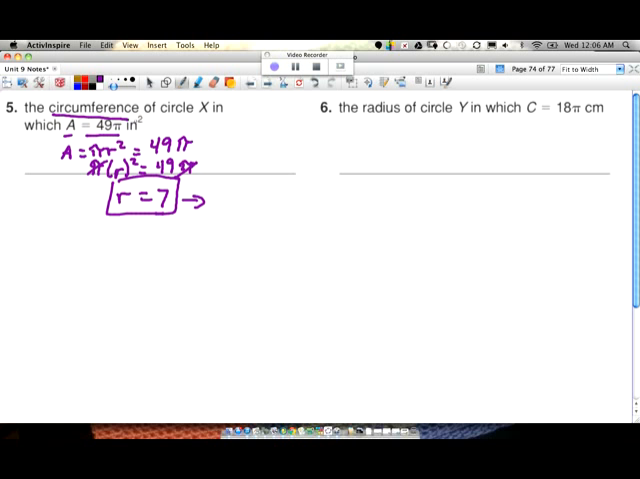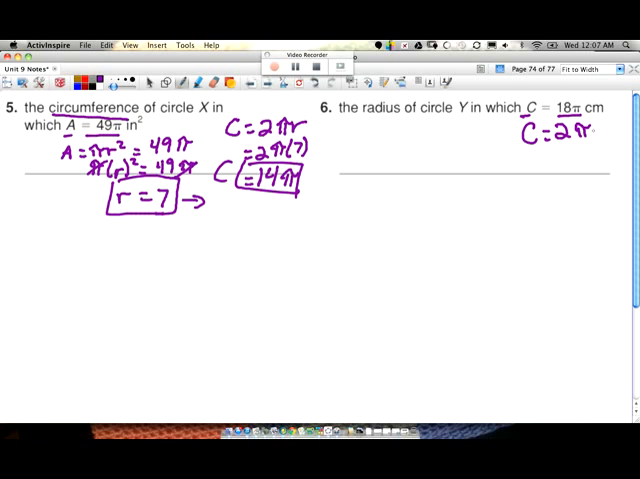That's helpful, but we got to use that now because they're asking us to find circumference. Remember, the circumference is 2 times pi times the radius. And now we know the radius is 7. So I'm going to multiply that by 7 in there. That gives me 2 times 7, which is 14 pi. There's your circumference.